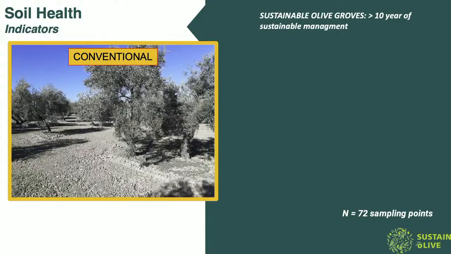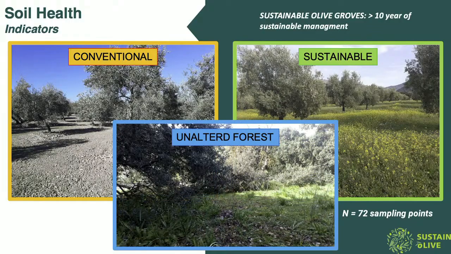Okay. Thereafter, for presenting my data, I will deal with three kinds of systems and compare them. I'm comparing the conventional olive grove with the sustainable one, and also taking a reference level for both. I also deal with a non-altered or little altered system, like a forest.